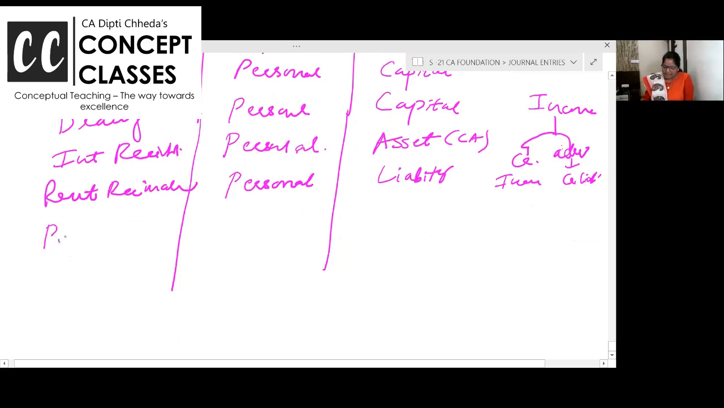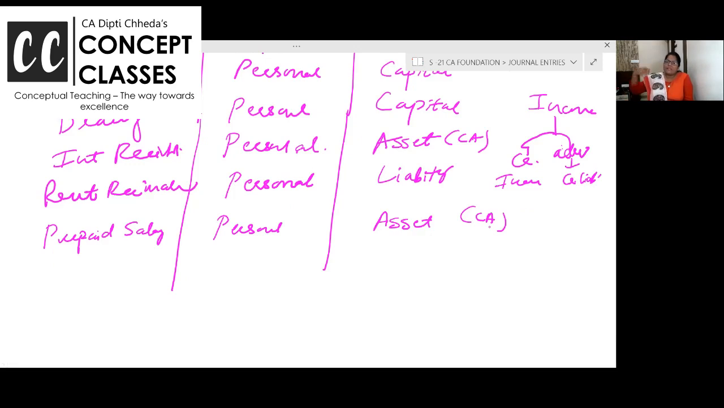Prepaid salary. You know, it's like paid in advance. Again, it is personal to whoever you have paid, and here it is an asset. It's a part of current asset. Prepaid expense, prepaid insurance. You have paid in advance the expense of 2023, 24, 25, 2025. So it's an asset for you.